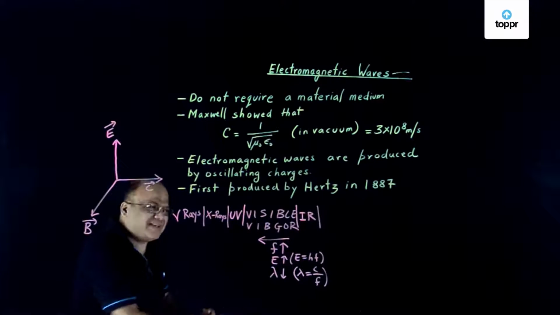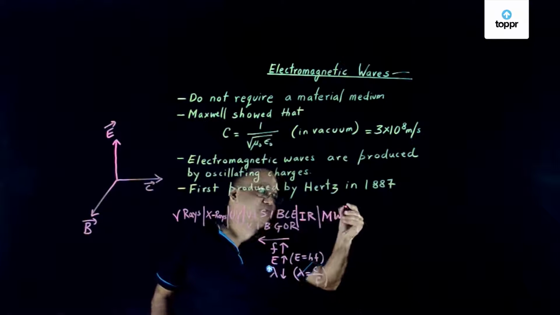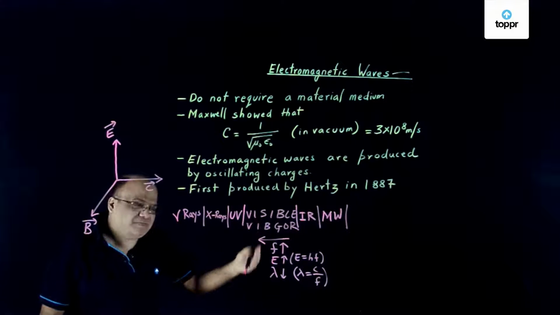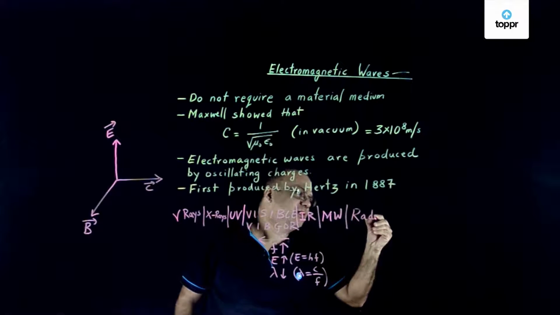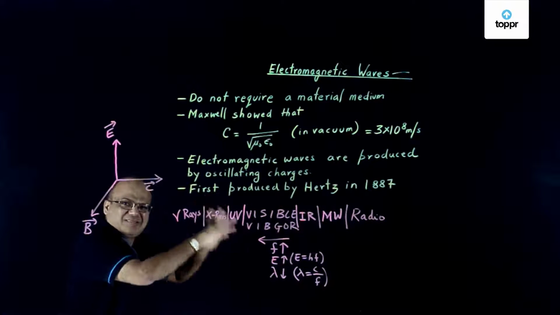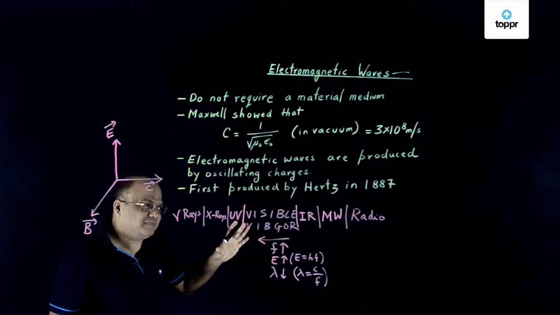and that is felt as heat. After infrared, we have microwave, which is also felt as heat. It is also used for telecommunication. After microwave, we have radio waves, which have the least frequency, least energy per photon, and maximum wavelength.